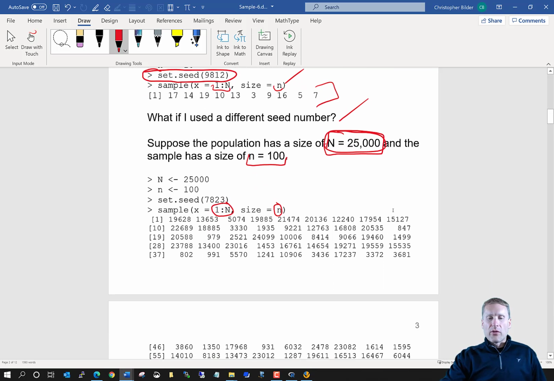So the very first item in our sample is number 19,628. The next one's 13,653, and so on. To put it in the context of sampling students, perhaps instead of having 1 to N here, you could instead have student ID numbers as a vector. Put that in the sample function, and then you get your sample out.